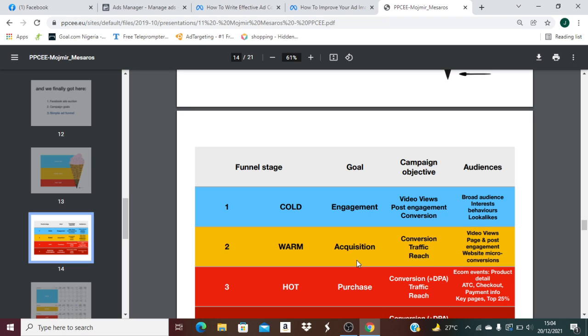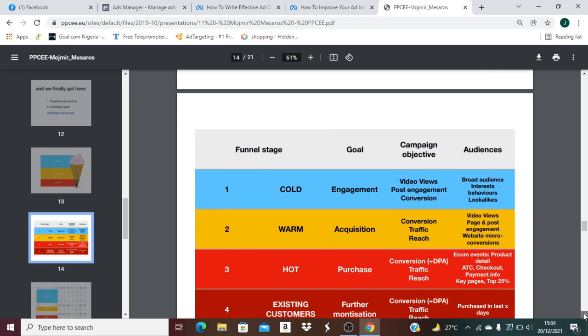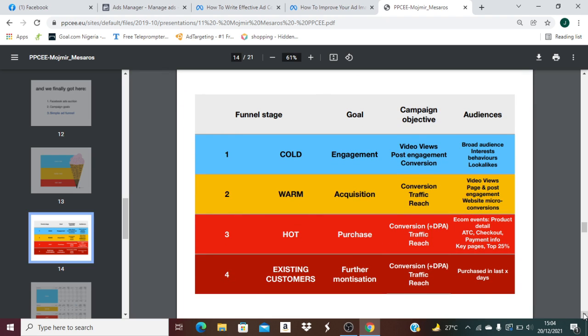Then the hot audience are people that, when you're running advert to a hot audience, you are running advert to people that have already purchased from you. So these people are not just any persons. These persons are your customers.